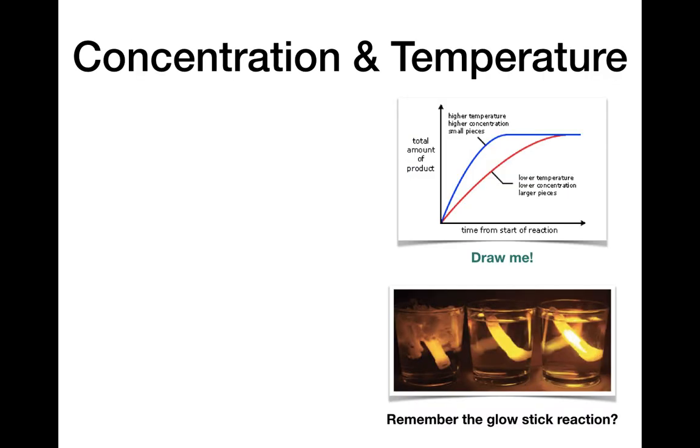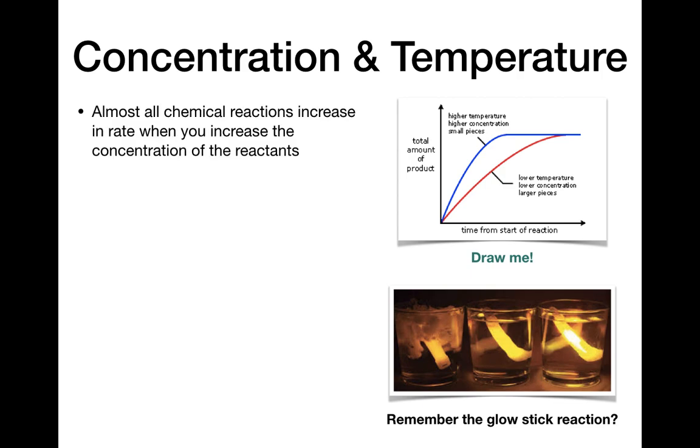Okay, let's talk about the specific factors that affect reaction rate. We're not going to go through all of them, just 5 of them. We're going to start with concentration and temperature. So draw this one because it talks about concentration, temperature, and surface area or size of the pieces.